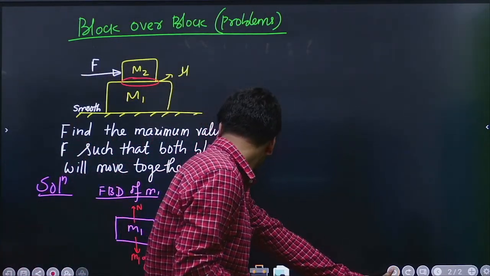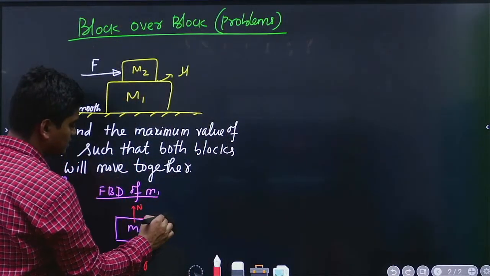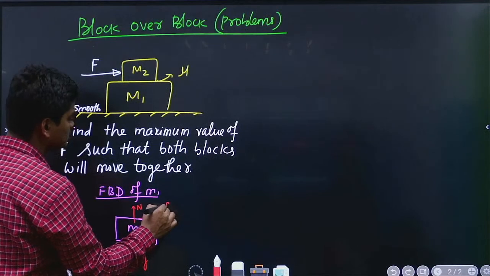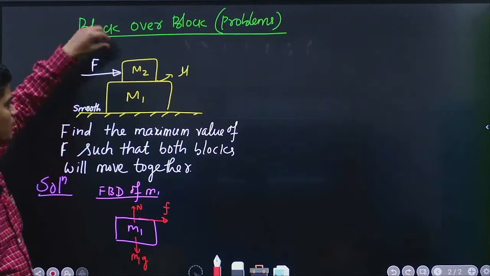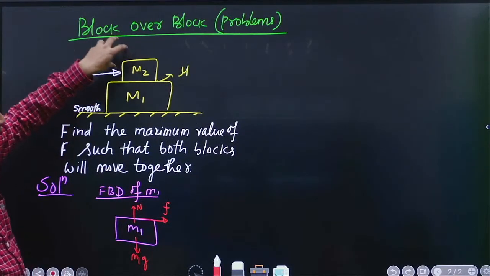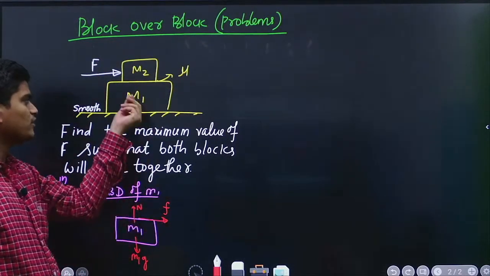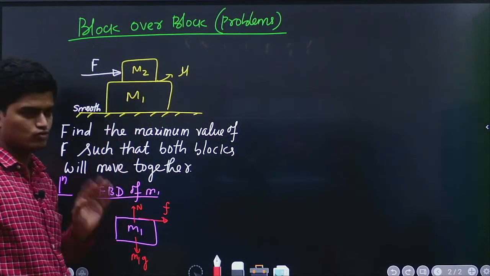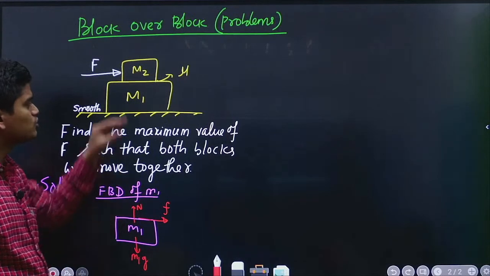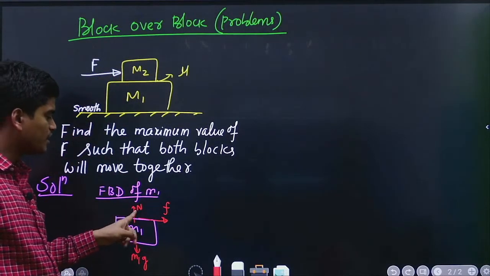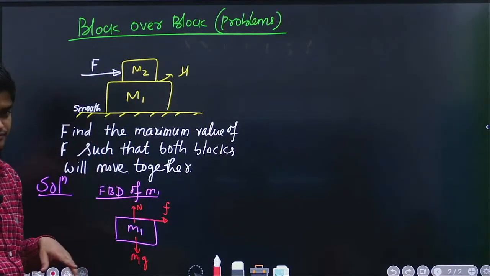The frictional force is f, and it will act in this direction, the forward direction, because the force is acting on M2. M2 will try to move, so friction will tell M1 that you also move with M2. That's why the frictional force is acting in the direction of F, because both should move together.